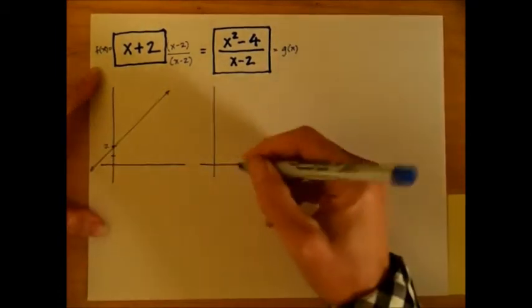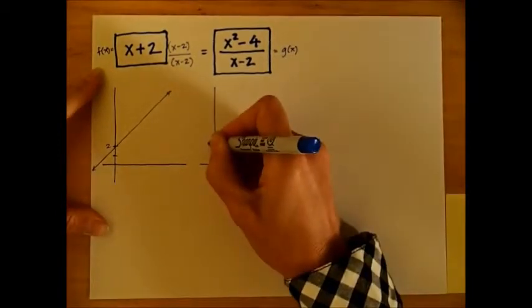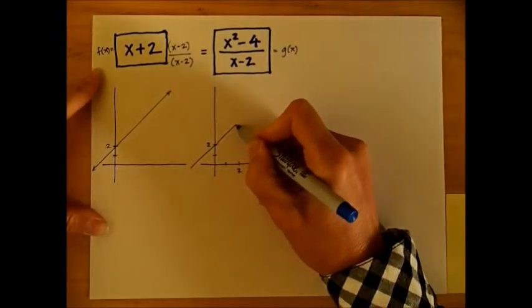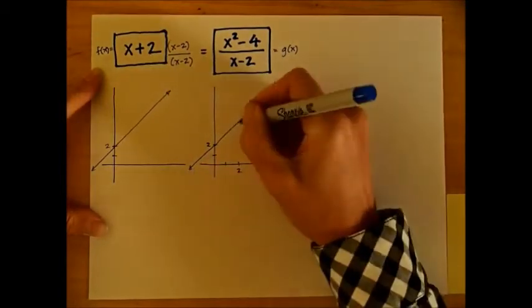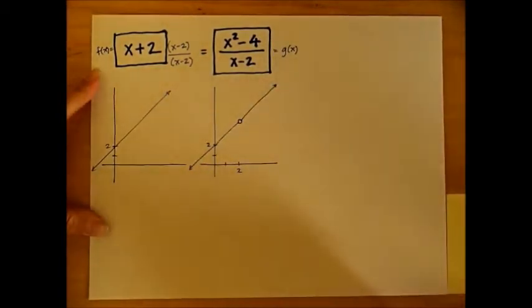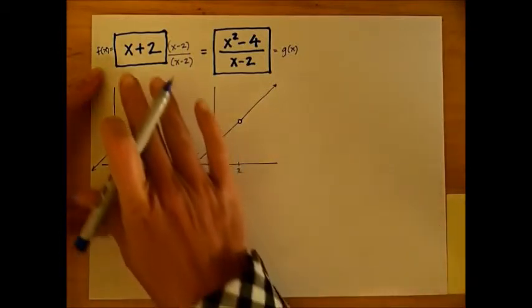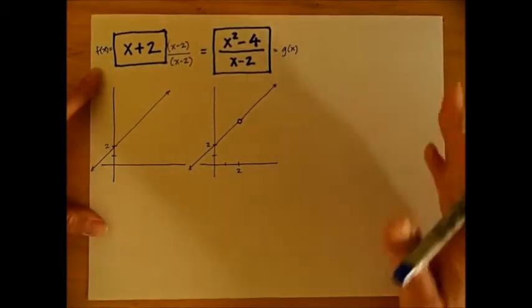So the graph of this thing, here's 2 on the y-axis, here's 2 on the x-axis. The graph of this thing looks exactly the same, except at the point where x is equal to 2, it doesn't exist. So there's a little hole there. So what, right? It seems like, why is she making such a big deal out of this? Well, it's going to come up for us here in a minute, and I just wanted to make sure that you're able to see the differences between these two, because it's going to be coming up.